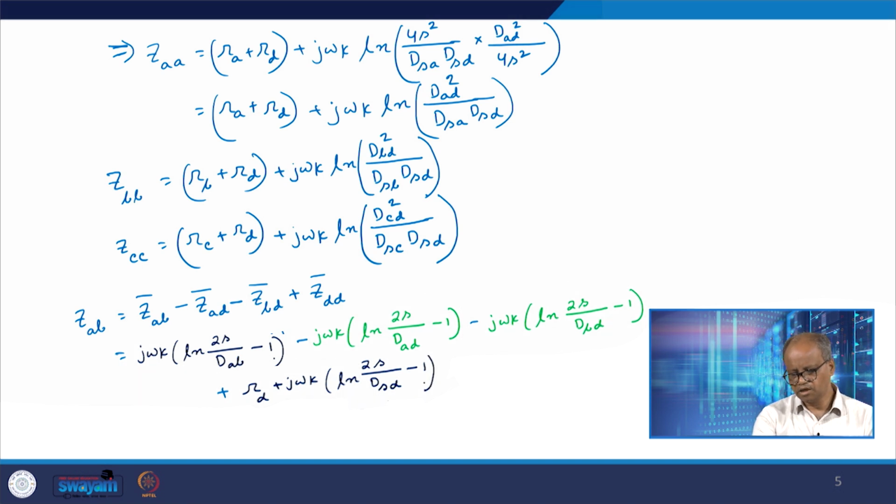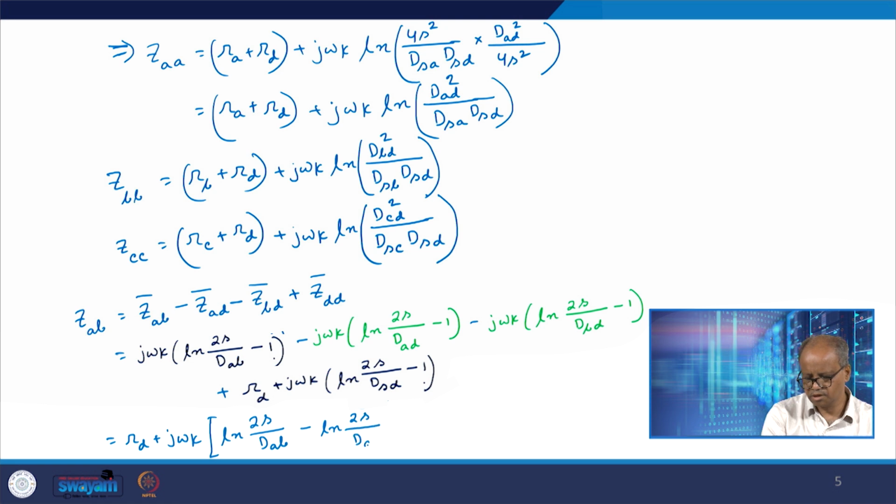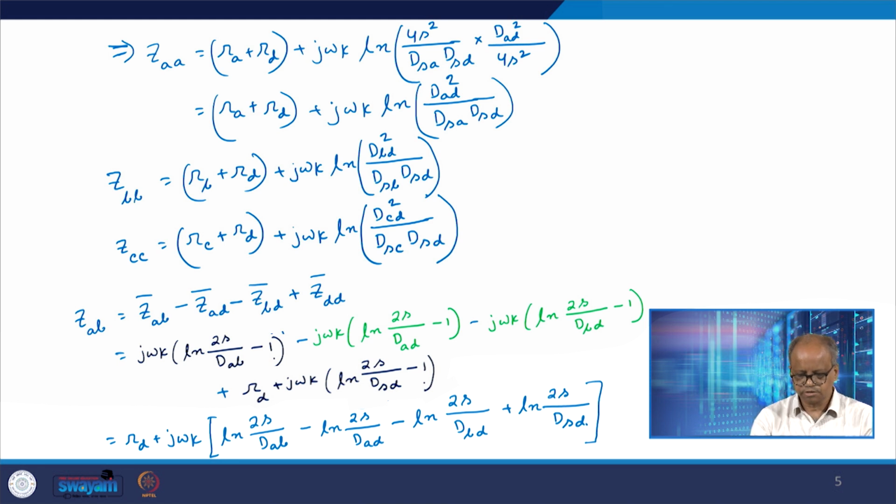So, again the j omega terms will cancel out with each other. What will remain is essentially RD plus j omega k, and the common term would be log twice S by DAB, minus log twice S by DAD, minus log twice S by DBD, plus log twice S by DSD. So that would be the expression. So let us put some brackets if we wish.